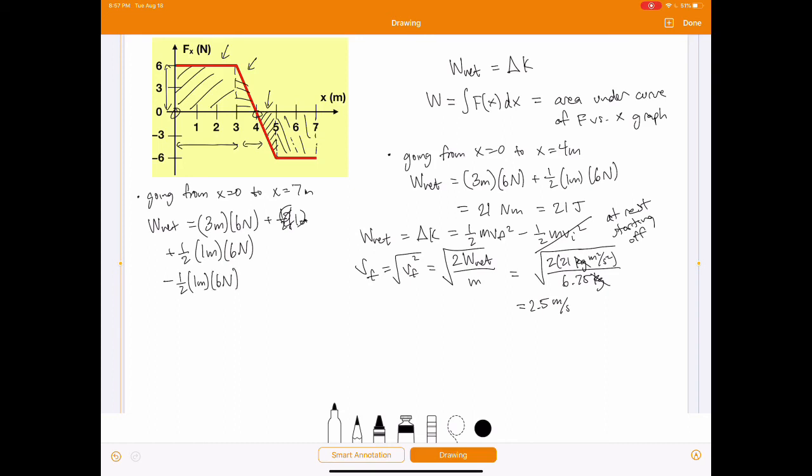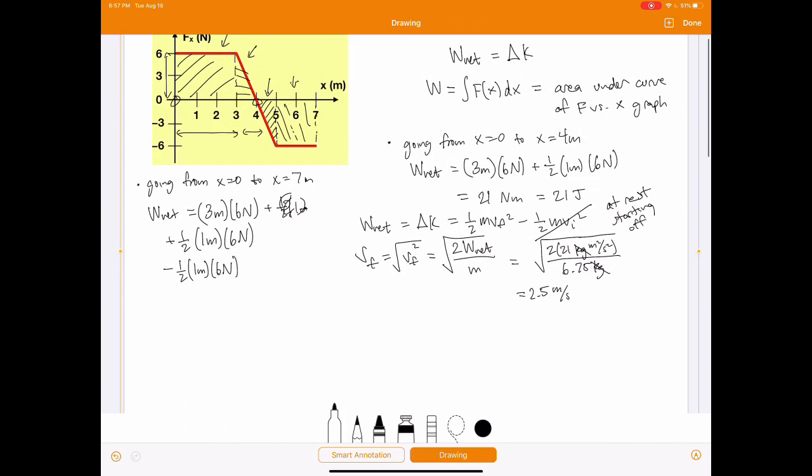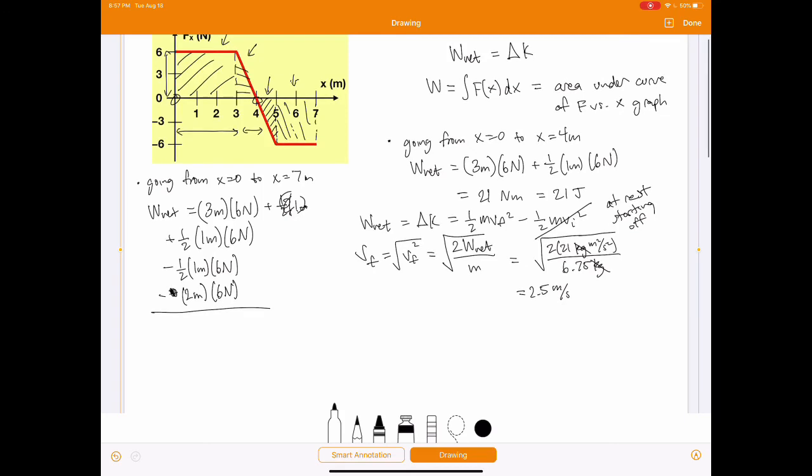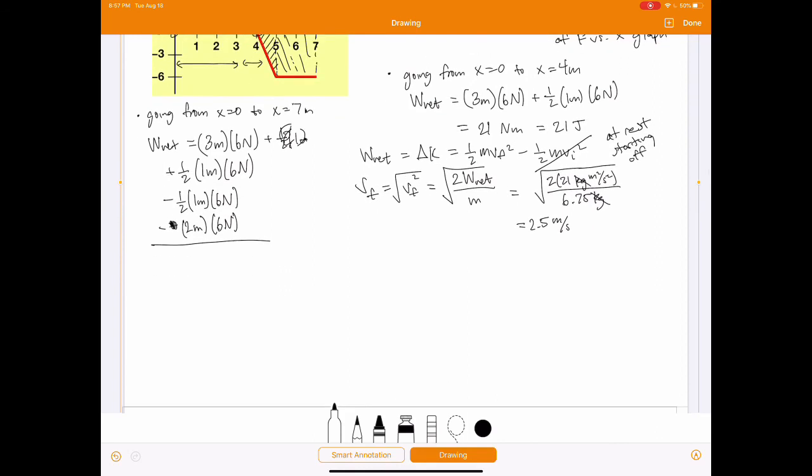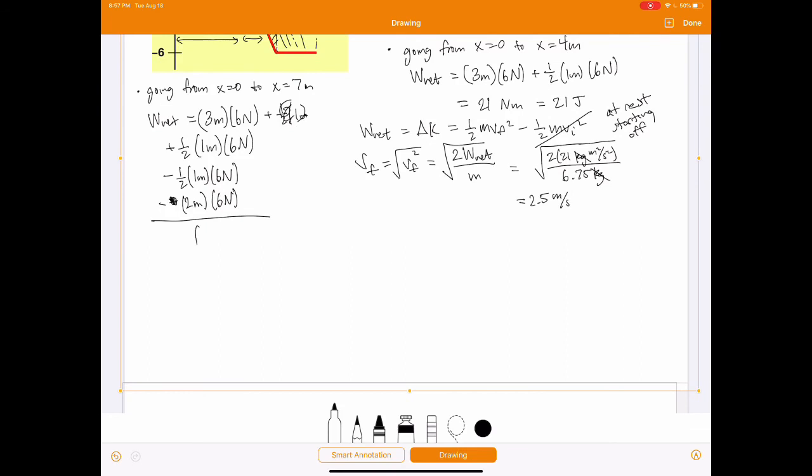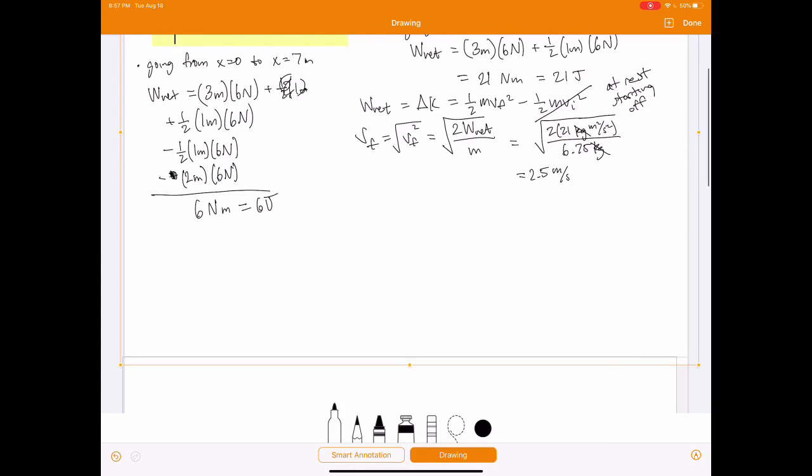and the height is 6 newtons, just like before. And then finally, we have some negative area right over here. And in this case, the base is 2 meters, and the height, so we're subtracting that, the base is 2 meters, and the height is 6 newtons. Okay, so basically, the area under the curve from 0 to 7, I break it up into these 4 parts. And again, we have to count negative area for the stuff that's under the x-axis. And when we do this, we end up with a result of 6 newtons times meters, which again is 6 joules.